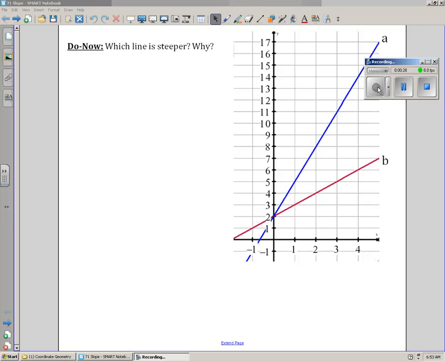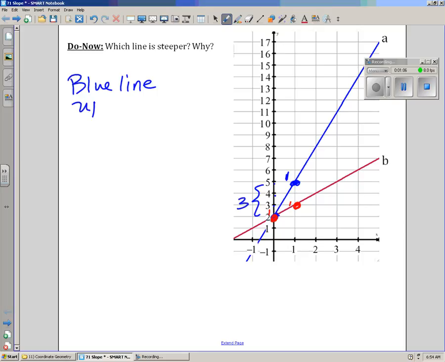A lot of kids say, okay, well, line A is obviously steeper than line B because that angle from the horizontal is steeper. But another way to look at it is the following. Let's say I start at this point, 0, 2. If I want to get to the next point on the blue line, I have to travel up 3 and over 1. As opposed to if I were doing it on the red line, I only have to travel up 1 over 1.